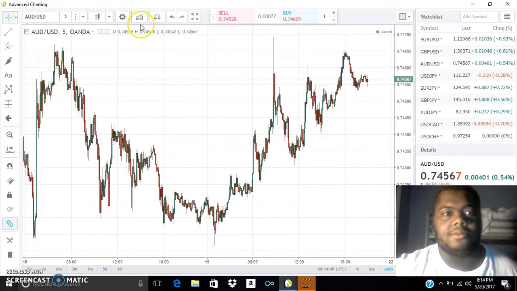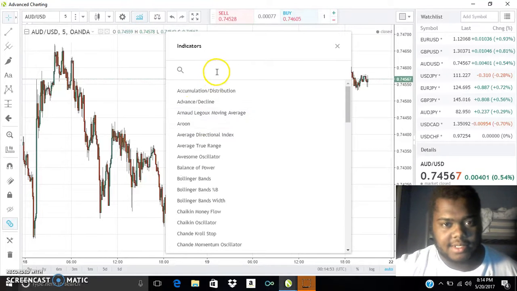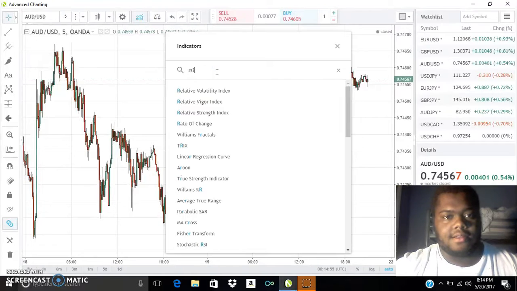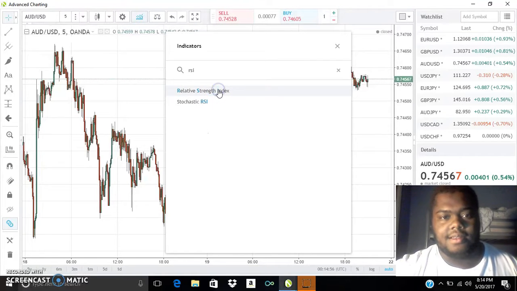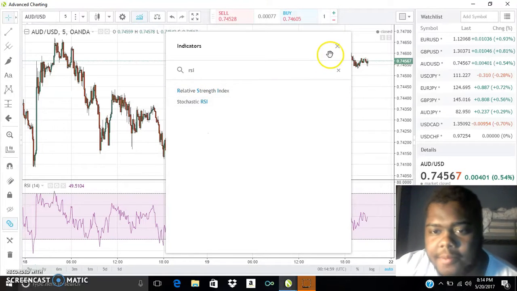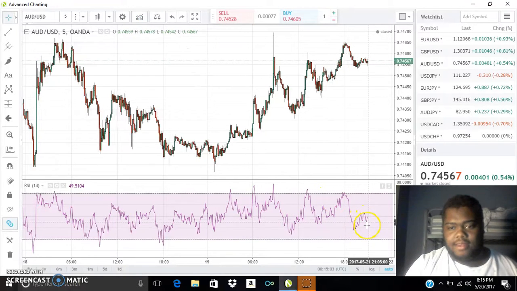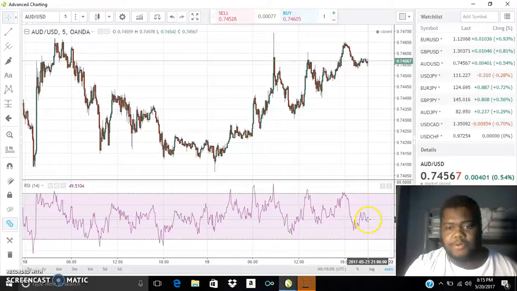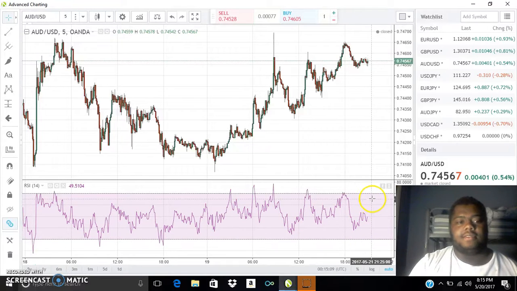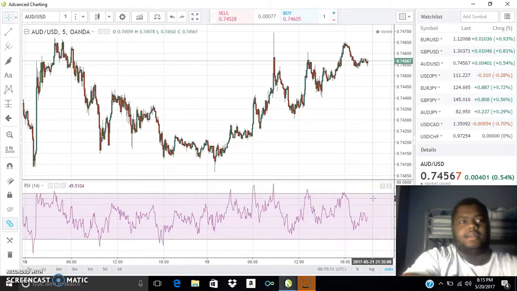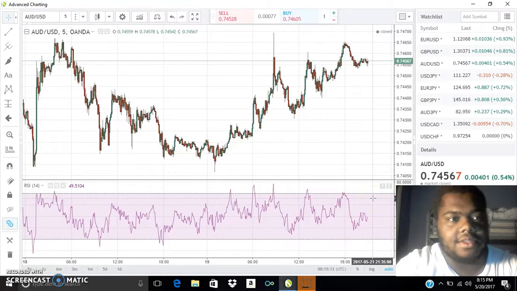For more confidence, we're going to go ahead and throw on the RSI level. As you can see, definitely right here, it has movement to go back up, and I do believe it's going to go up. So definitely look out for a buy trade on the AUD/USD. Like I said, I don't see any reason why it will go down.